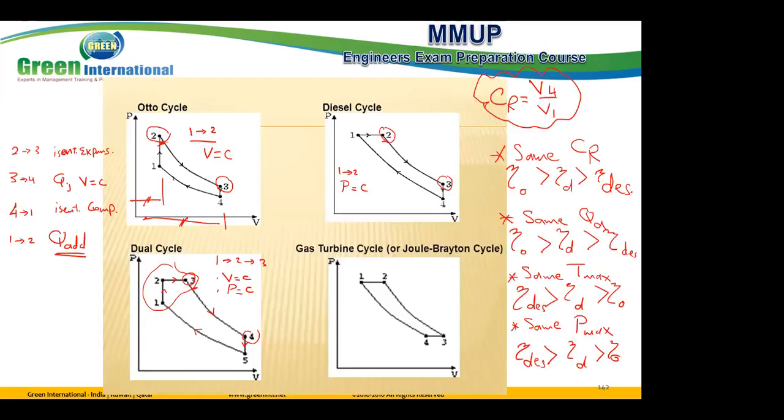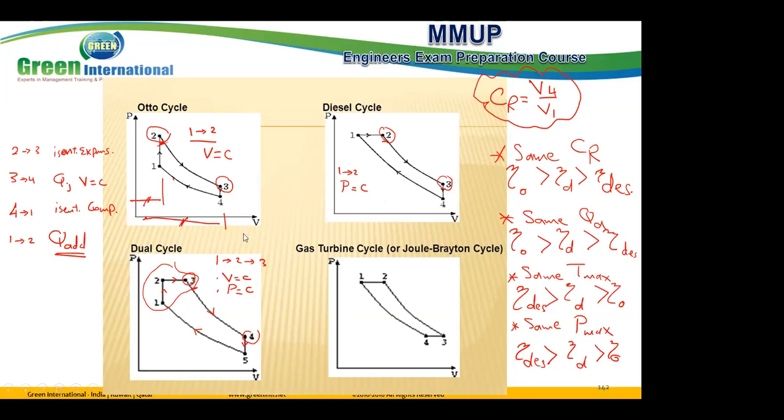Now the Otto, diesel and dual cycles. Actually, the three cycles are almost the same. But what is the main difference between them? Gas turbine is the Brayton cycle. Otto is for a spark ignition engine, diesel for a compression ignition engine, and dual is a mix between the two. Almost all processes are the same.